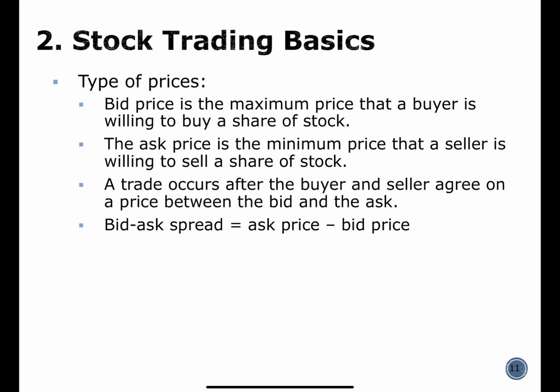What is the bid price? The bid price is the highest price that a buyer is willing to pay for a share of stock. The ask price is the lowest price that a seller is willing to sell a share of stock. So now you can see that you have two different kinds of price. If the buyer and the seller can agree on a price between the bid and the ask price, then a transaction will actually happen.